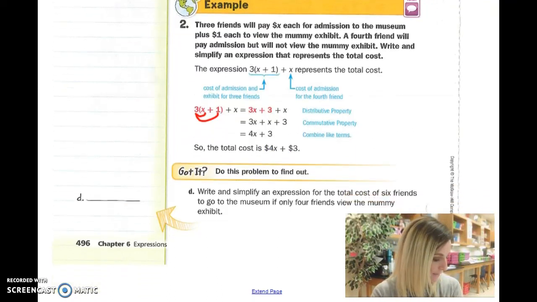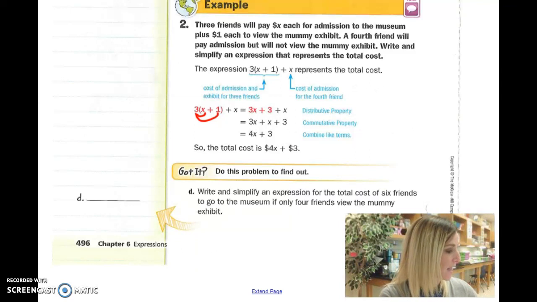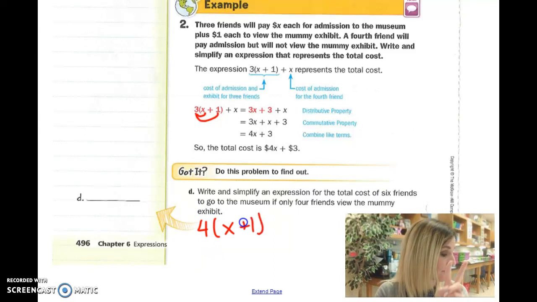So let's take a look at this one. This next one says, write and simplify the expression for the total of 6 friends to go to the museum, and if only 4 friends pay for the exhibit. So if only 4 friends are going, and we know it's going to be x plus $1, but then we have 2 friends who are not going to be going to the mummy exhibit. So it's going to look like this.